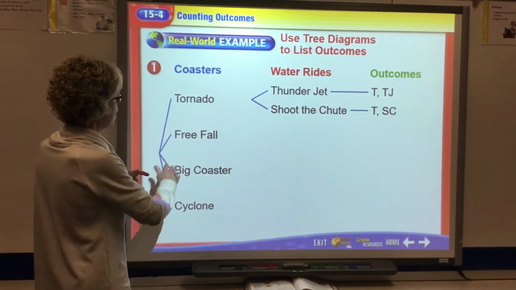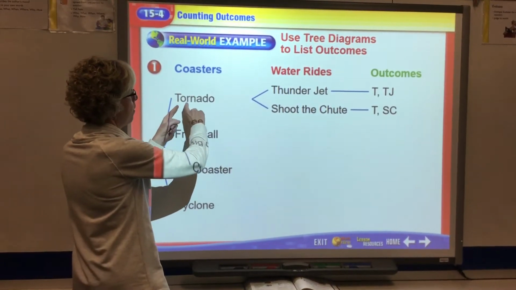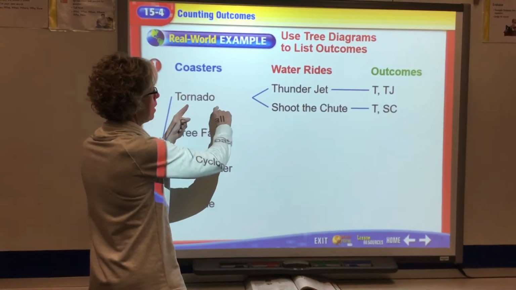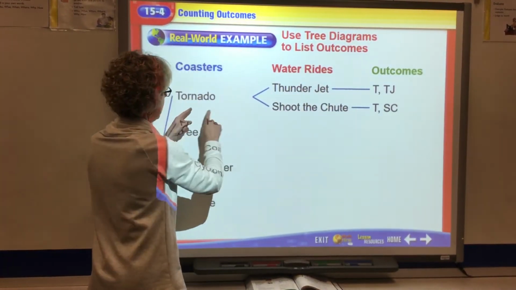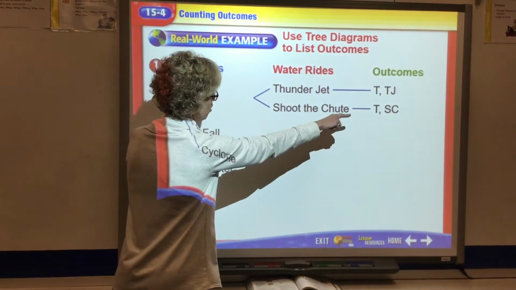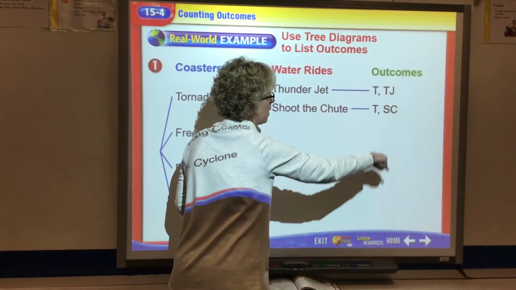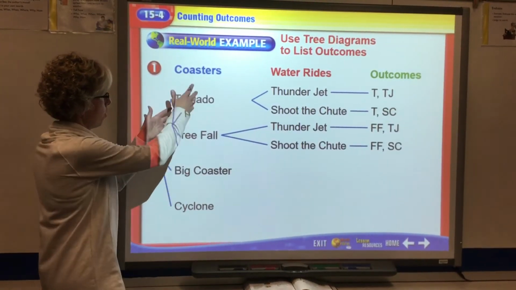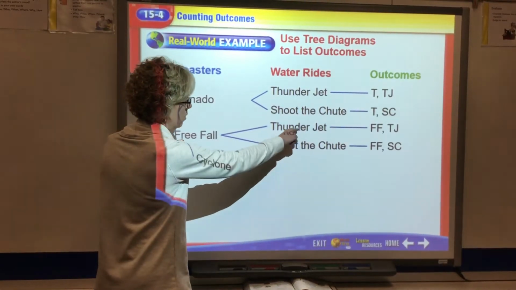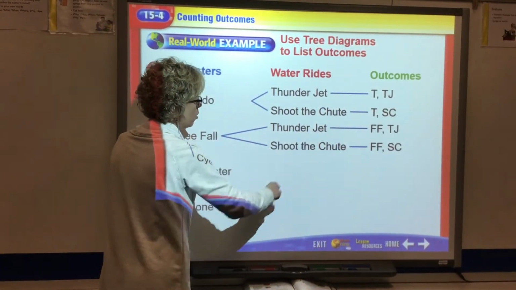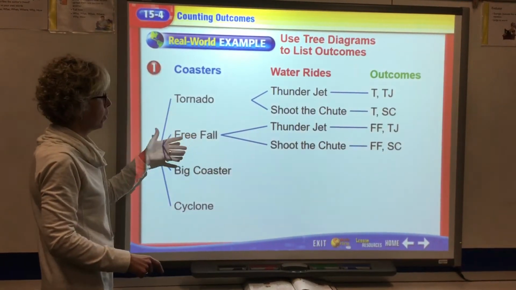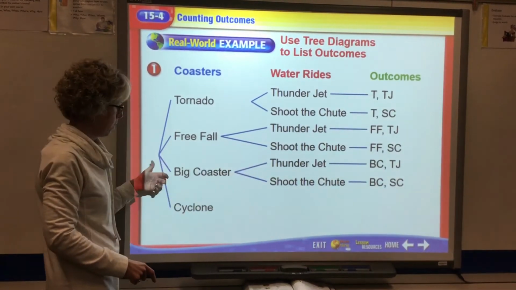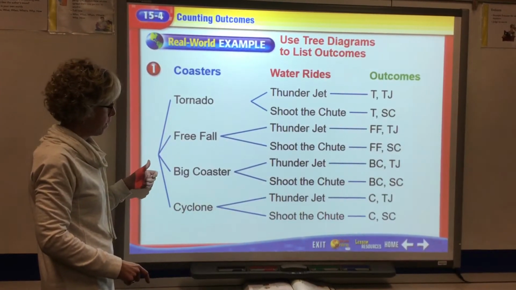So if you said, I'm going to ride the Tornado coaster, then you would say, okay, the Tornado and then the Thunder Jet, and the Tornado and the Shoot the Chute. And then these are kind of abbreviations that they use for the outcomes. So for the Free Fall, that would be the same thing. The coaster would be the Free Fall, and the water ride the Thunder Jet and the Shoot the Chute. So you have 2 possible outcomes per coaster. Again, the Big Coaster, you're going to have 2 possible outcomes when combined with the water ride.